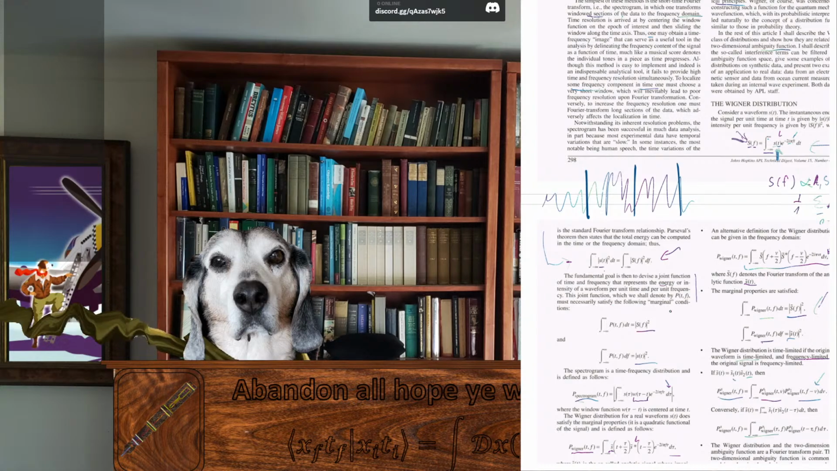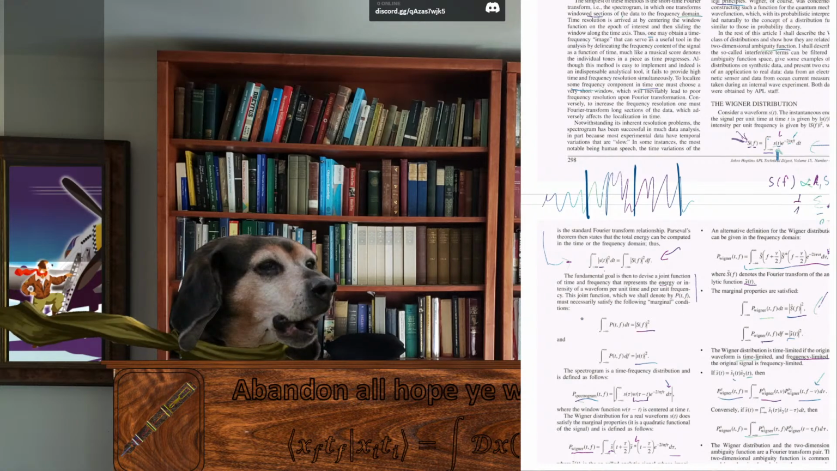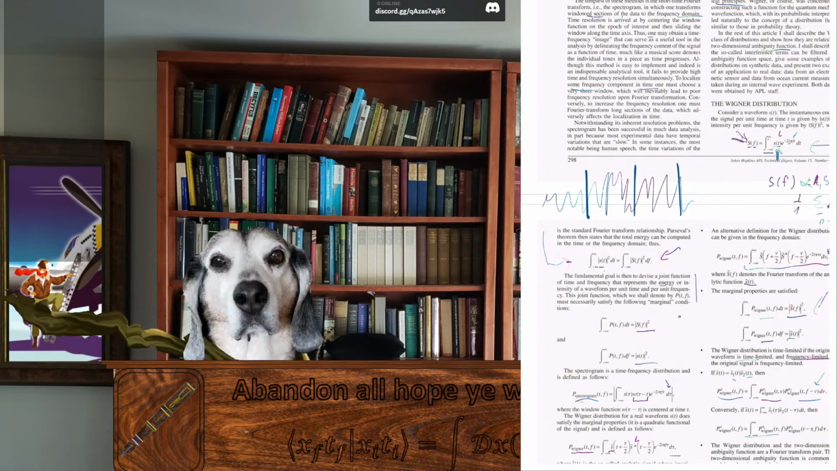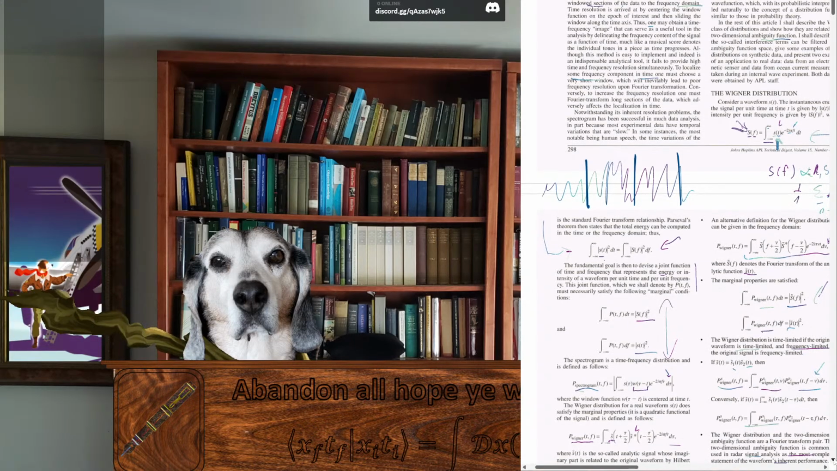The joint function we shall denote as P of T and F, and it must necessarily satisfy the marginal conditions. Again, you're still operating under a transform, the same Fourier transform.